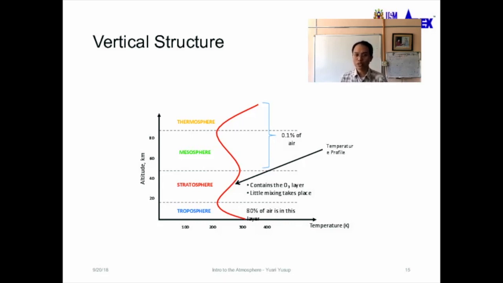In the troposphere, we see generally the temperature decrease with height. And then when it starts to increase with height is where the stratosphere starts. And when it begins to decrease again is when the mesosphere starts. And so on until the thermosphere.